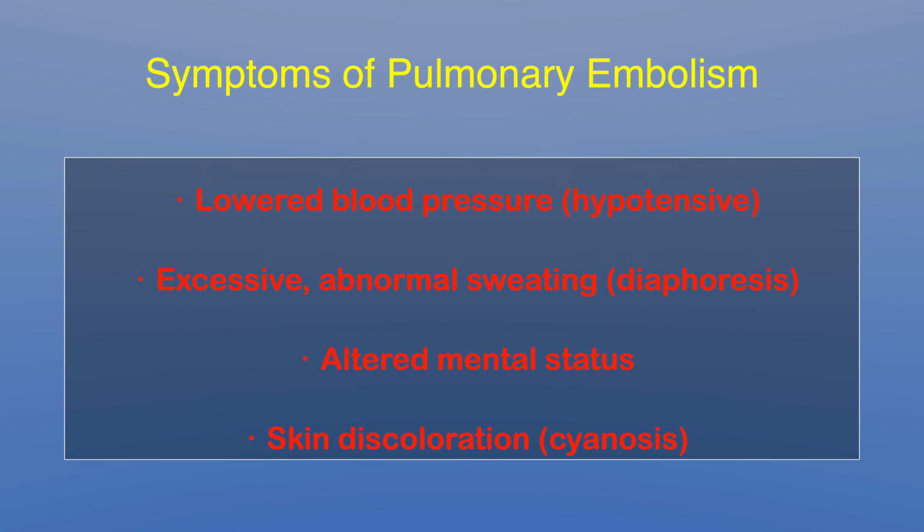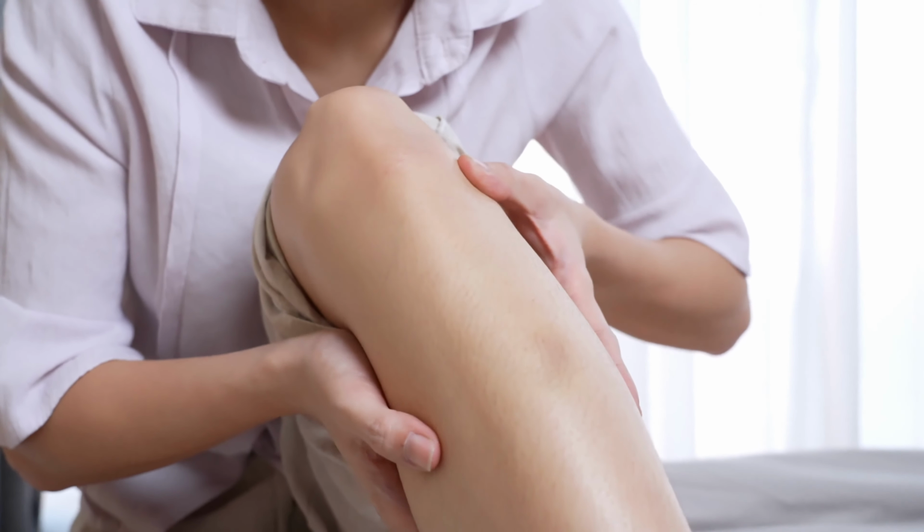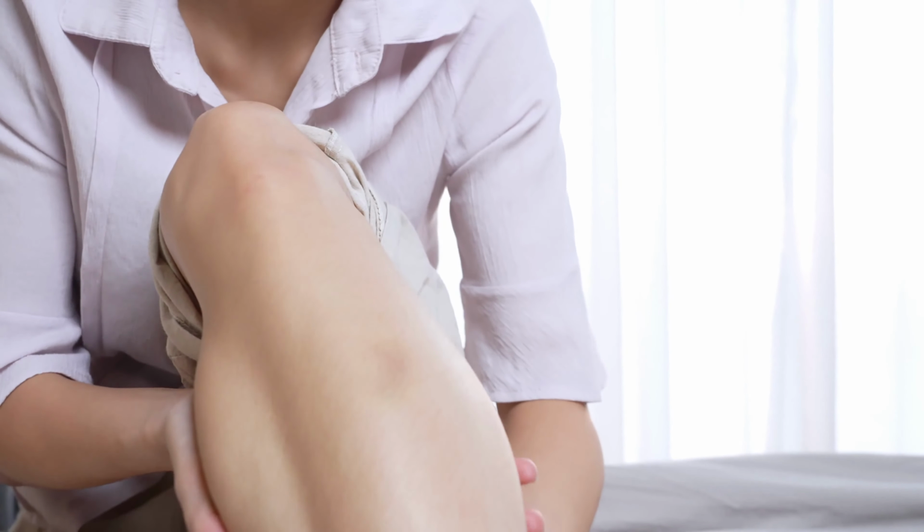As DVT is a big risk of getting a PE, we also want to assess those calves, right? So we want to make sure, is one larger than the other? We want to possibly take the circumference of the calf to compare. Look for any redness, warmth, and of course pain. They will start to have pain in that extremity if they do have a DVT.